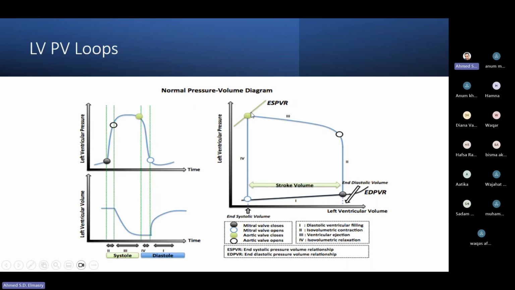And after that, when the aortic valve starts to close, there will be no change in the volume because it will initiate the isovolumetric relaxation phase. So there will be a drop inside the left ventricle pressure. The pressure will drop from this point till this point, which will lead to a reduction of the left ventricle pressure without change in the volume.